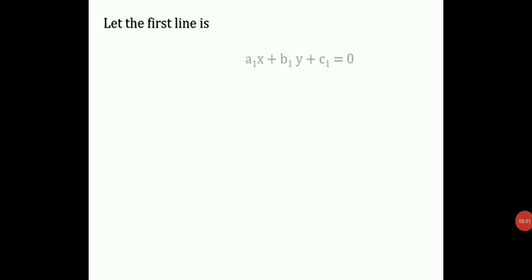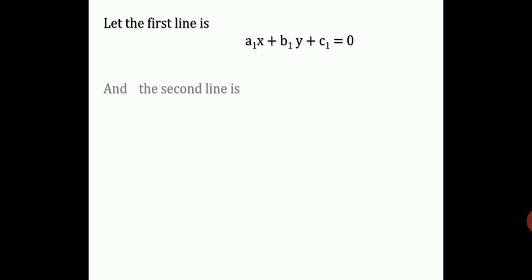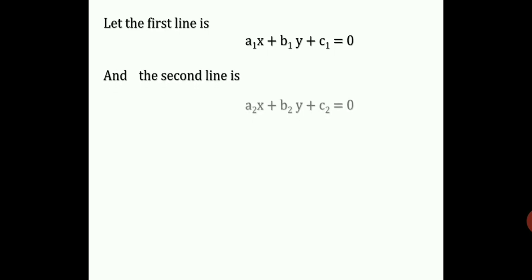So on this basis we are going to study the next point. This is the algebraic conditions we are studying. Let the lines be, first line a1x plus b1y plus c1 equals to 0. And the second line is a2x plus b2y plus c2 equals to 0.